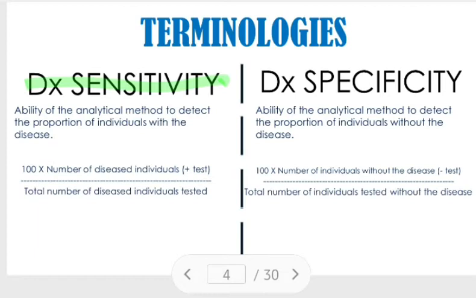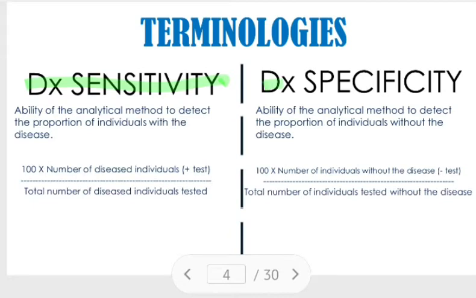So a test with 100% sensitivity correctly identifies all patients with the disease. For example, a test with 80% sensitivity only detects 80% of patients with the disease, or the true positive patients, but 20% of patients with the disease go undetected, or the false negative patients.